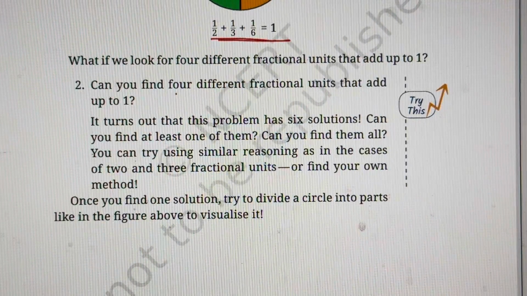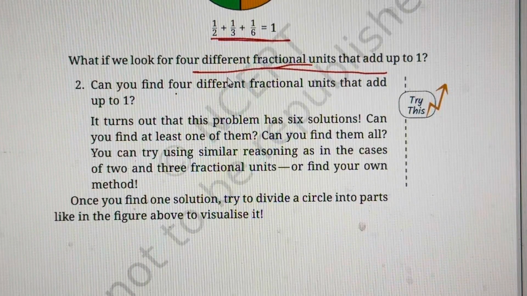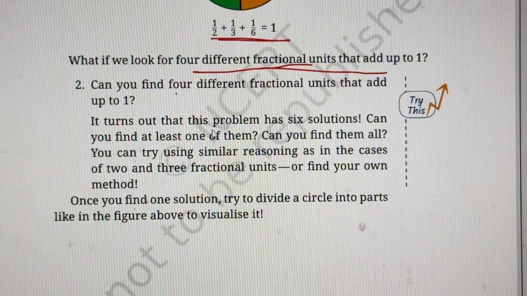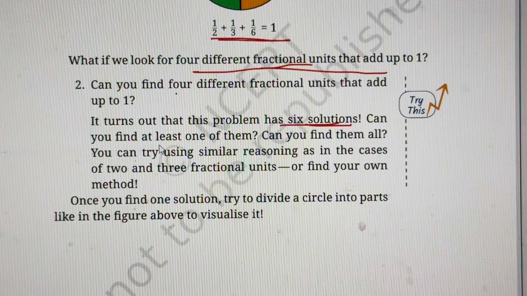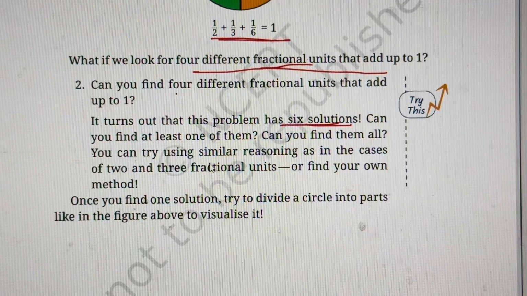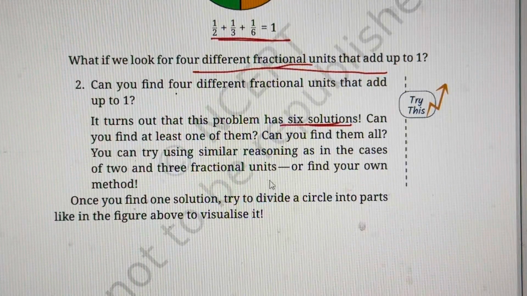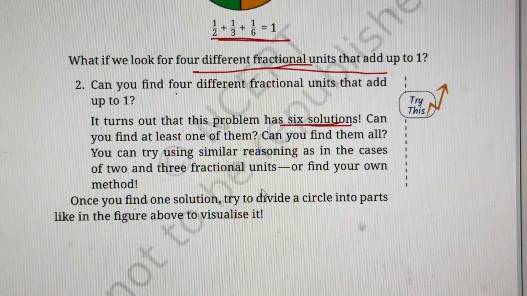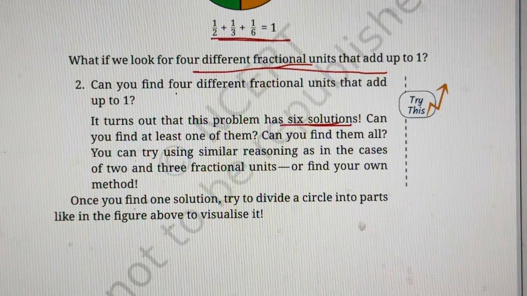Now what if we look for 4 different fractional units that add up to 1? Can you find 4 different fractional units that add up to 1? It turns out that this problem has 6 solutions. Can you find at least one of them? Can you find all of them? You can try using similar reasoning as in the cases of 2 and 3 which we used, or find your own way. There can be many ways you can reach it. So what we'll do, I'll explain one or two and then I'll give you the remaining solutions.